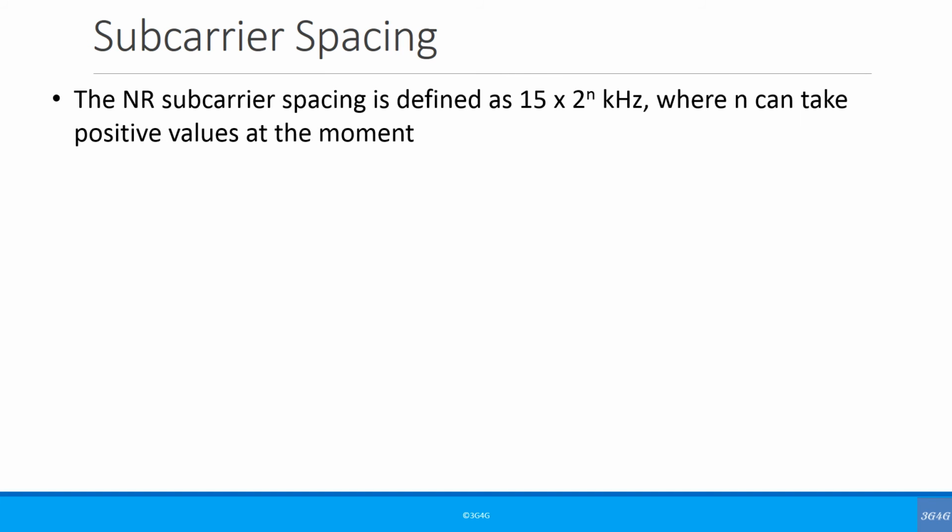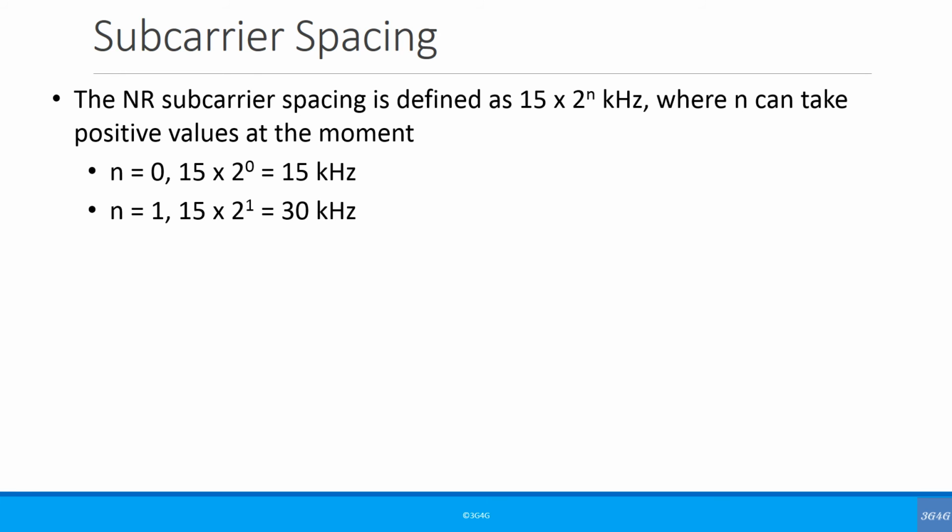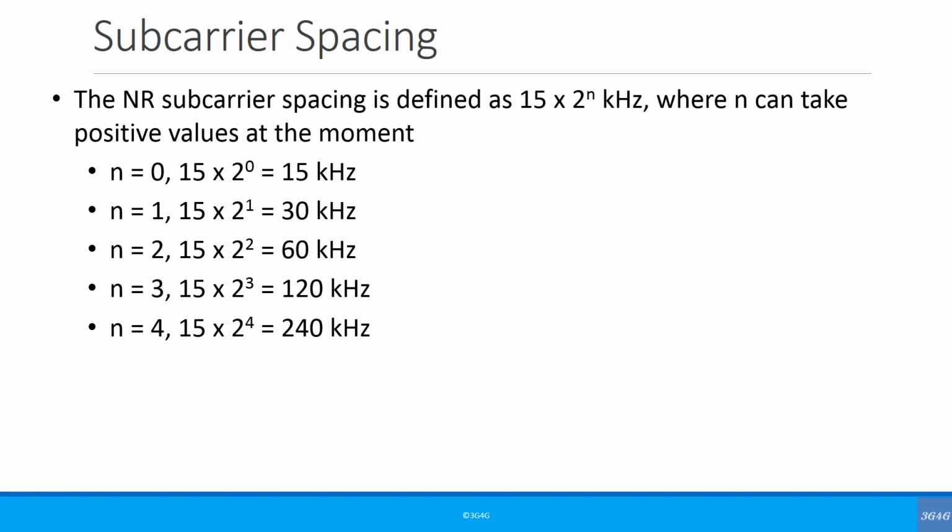Now the new radio subcarrier spacing is defined in a formula as 15 multiplied by 2 raised to n kilohertz, where n can take positive values at the moment, right? It's actually 0 or positive values. So when n is 0, you have the 15 kilohertz, which is the same as LTE. When n becomes 1, it becomes 30 kilohertz. It can become 60 kilohertz, 120 kilohertz, and even 240 kilohertz.